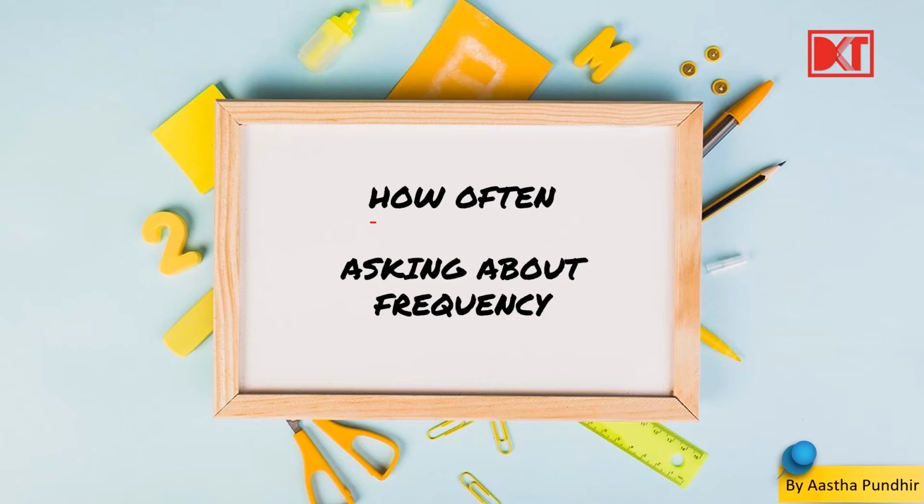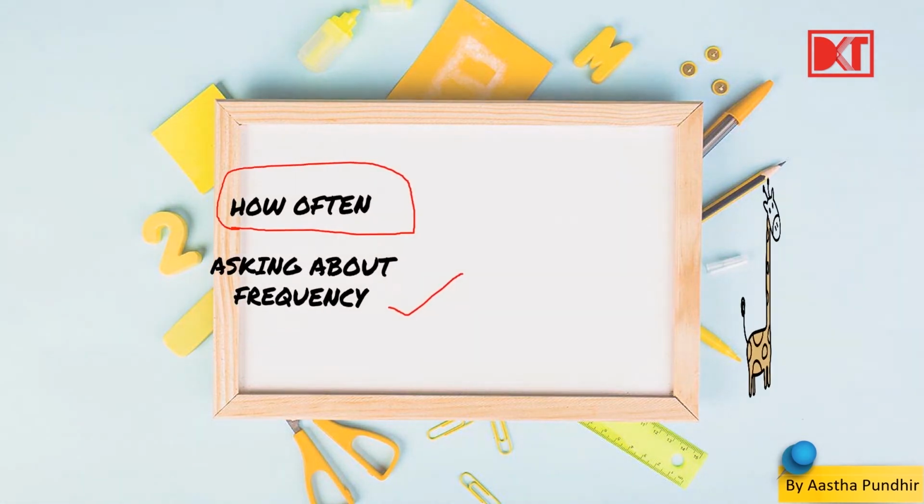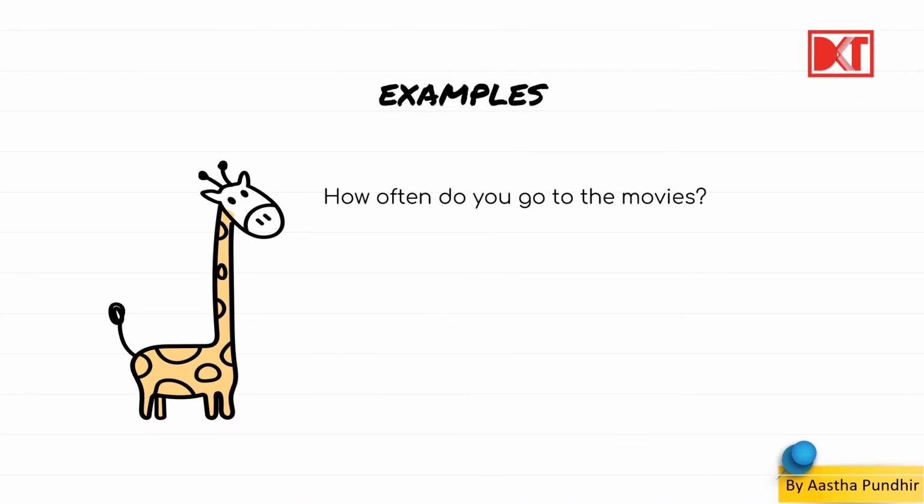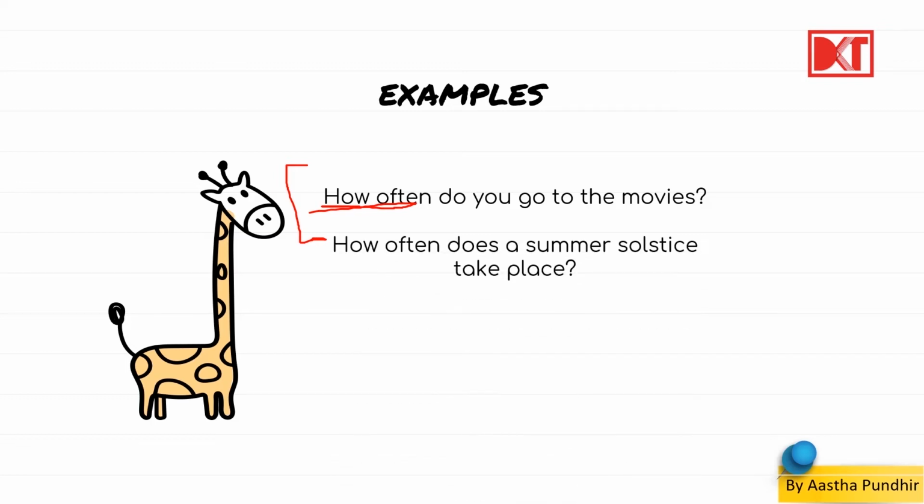Alright, so the next interrogative phrase we can say is how often. This is used for asking about frequency. Here we have examples. How often do you go to the movies? Which means how many times something happens, something takes place. How often does a summer solstice take place? So again asking about frequency, the number of times something happens or happened, or maybe will happen in the future.